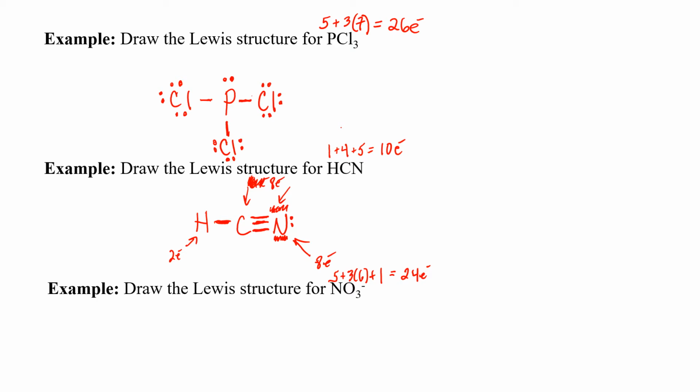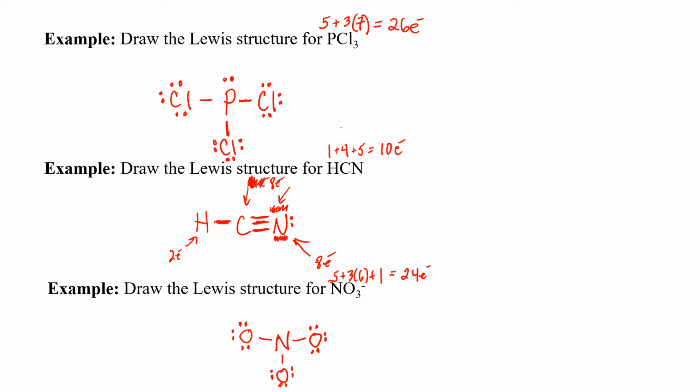Step 2, we're going to choose a central atom. Nitrogen is the least electronegative. We're going to arrange all the other atoms around it with a single bond. Step 3, we're going to distribute the remaining electrons to the exterior atoms. We've used 2, 4, 6. So now let's add them. 8, 10, 12, 14, 16, 18, 20, 22, 24.